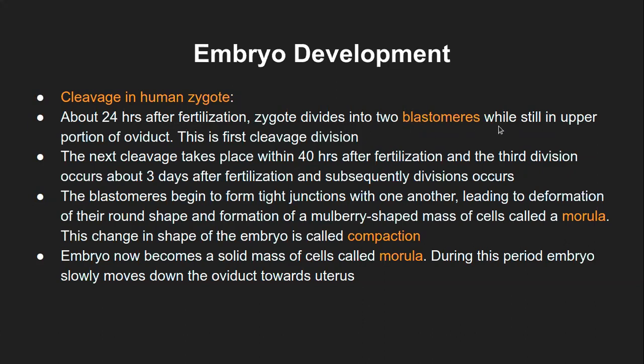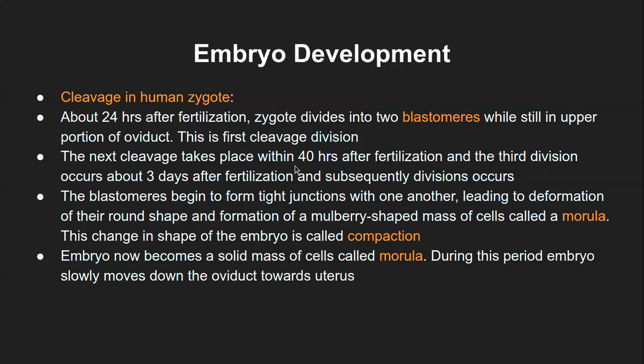For those 24 hours there is as such no activity other than maintaining the cell's nutrition. The zygote will maintain its own nutrition and prepare for the further mitotic division, that is forming the blastomeres, while it is still in the upper portion of the oviduct, the fallopian tube. This is the first cleavage division, which is quite obvious.